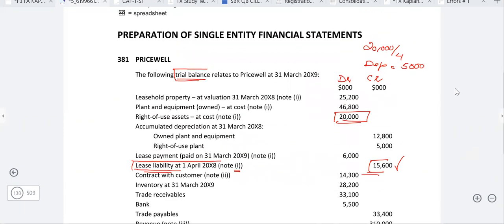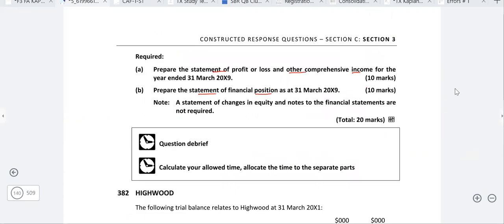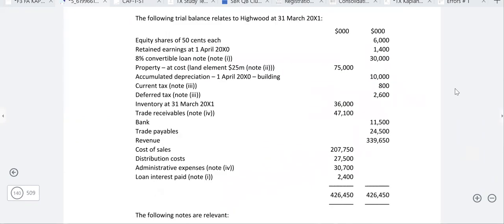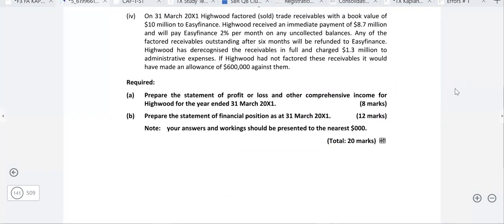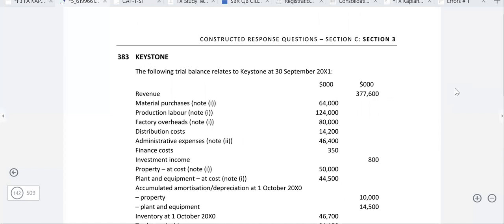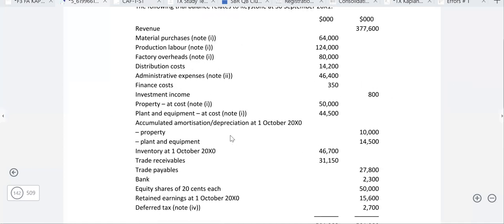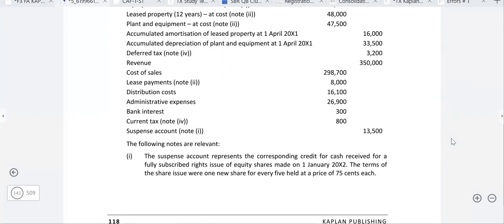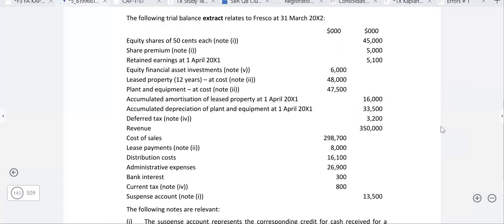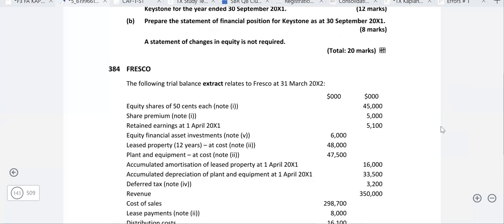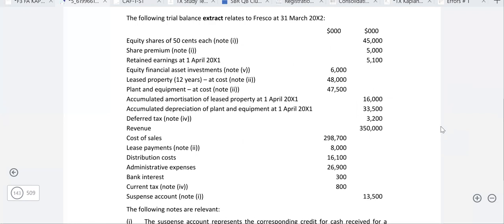So this was the preparation of the single entity financial statement Pricewell question. Next question we have Highwood. So let's see, do we have anything related to the lease in this trial balance? No, so let's skip this question. Then we have the Keystone. In the Keystone, do we have anything related to lease? No, let's skip it. Okay, now we have the next question, which is Fresco. Do we have anything related to the lease? Yes, we do have lease payments, note number 2.